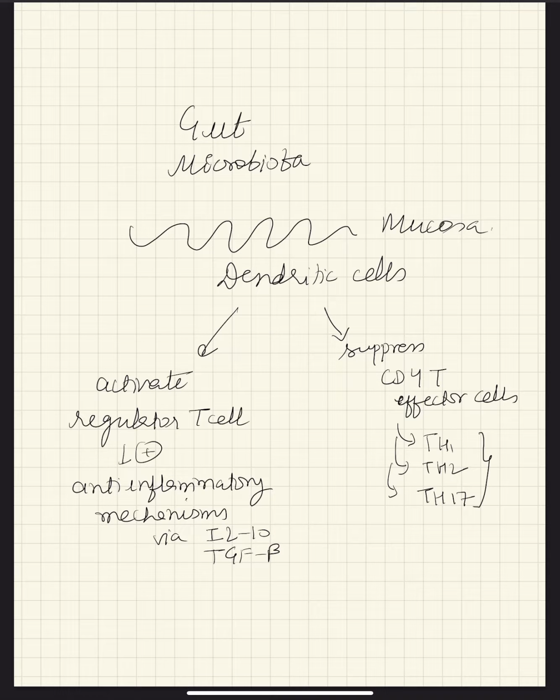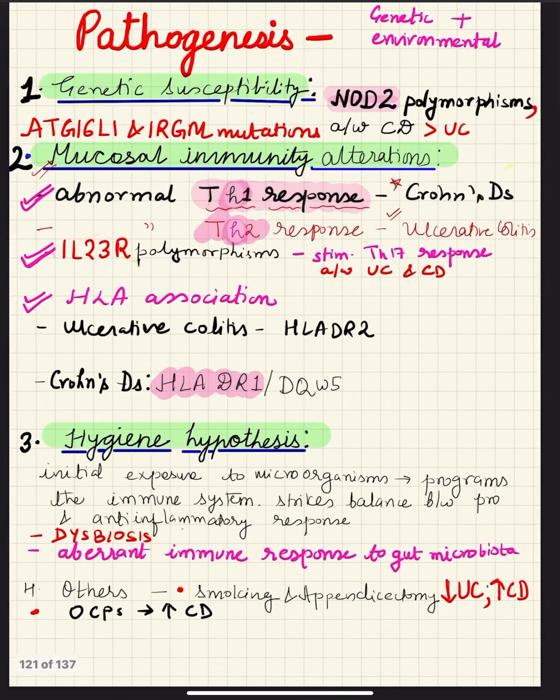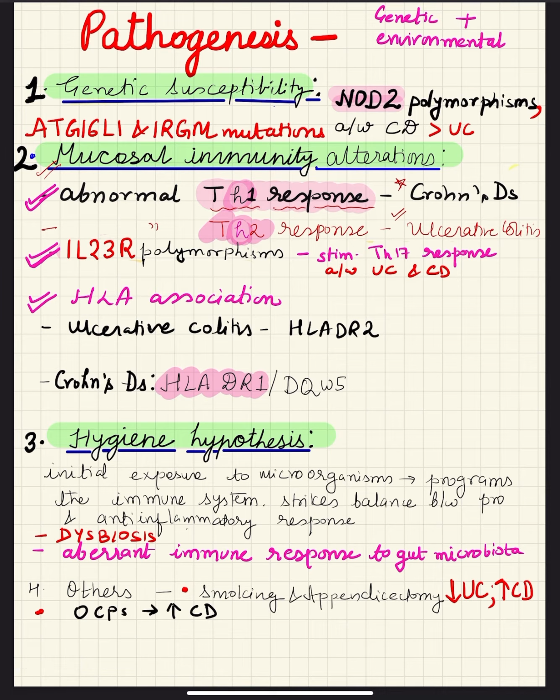transforming growth factor beta, and also it suppresses the CD4 effector T cells, which otherwise cause the activation of T helper 1 cells, T helper 2 cells, and T helper 17 cells. So in this way, the gut microbiota is helping in conditioning of our mucosal immune system. So this is the normal. Now what happens in inflammatory bowel disease?